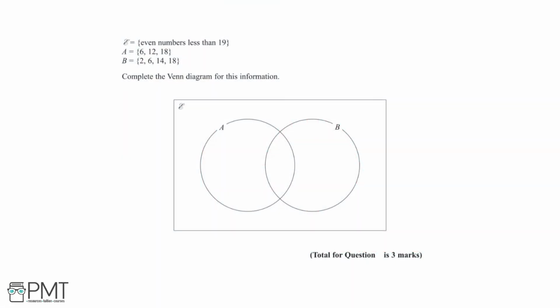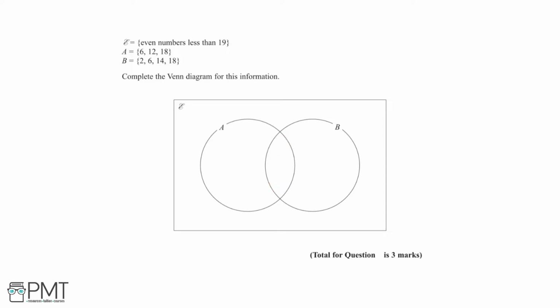In this question, we're given a set of numbers and asked to complete the Venn diagram for this information. We're told that the universal set consists of all even numbers less than 19. In set A, we have the numbers 6, 12 and 18, and in set B, we have the numbers 2, 6, 14 and 18.